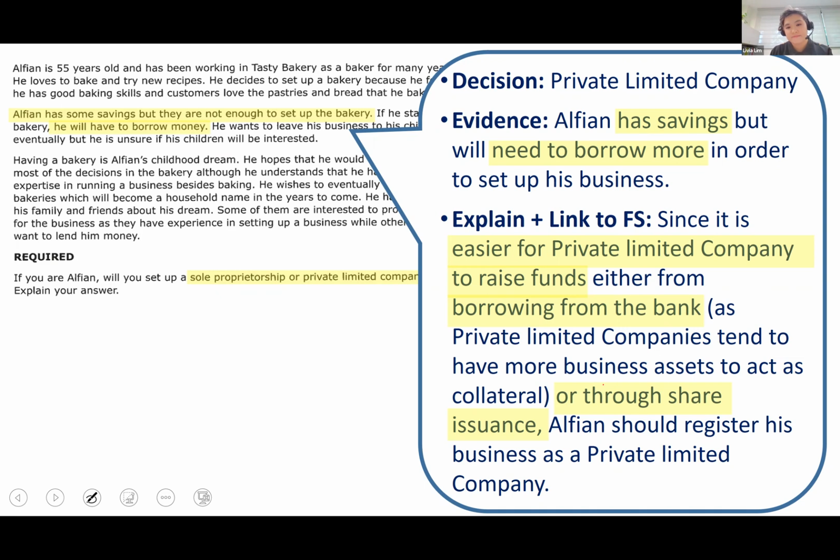All right. Now, in this case, the link to the FS for this particular topic is not extremely apparent. You could say that this will result in more funds or more cash, Alfan being able to raise more funds or more cash, which actually you kind of mentioned here already, so that he can expand his business, or rather set up his business. All right.